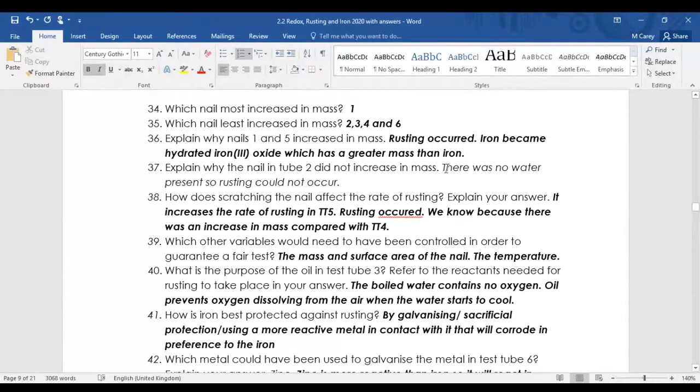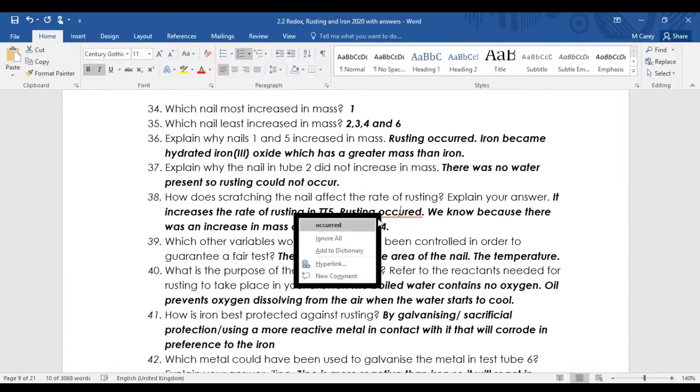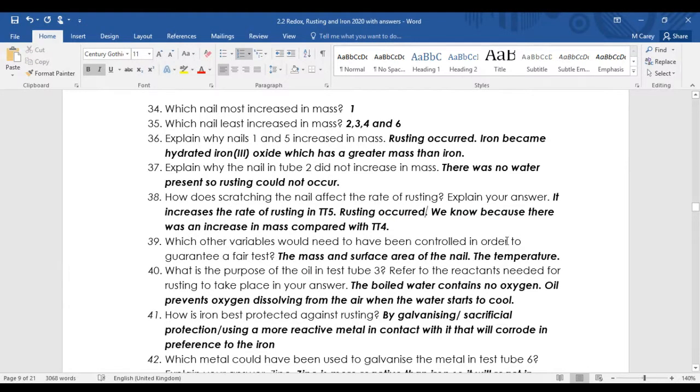Explain why nail 2, right? Because there is no water. So remember, if you're missing either water or oxygen or both, there will be no rusting. The scratch increased the rate of rusting in test tube 5. It occurred. We know because there was an increase in mass compared to test tube 4.